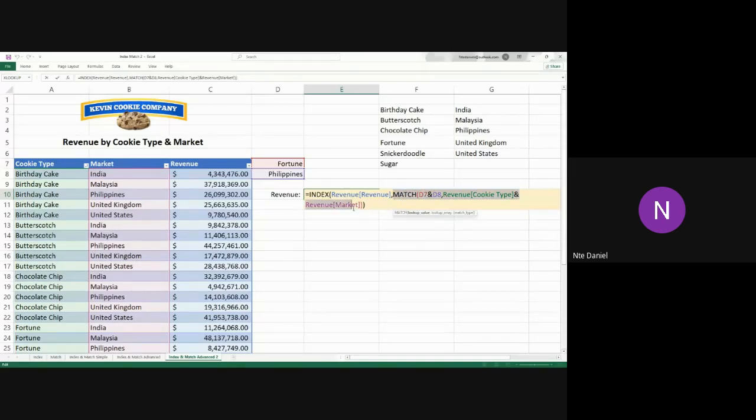I told you guys, look at the match function. The match function is from here to here. You go match, you match the first lookup value, which is Fortune, and the second lookup value, which is Philippines. So you want to concat them together, right? So you now say you want to look for the lookup value of Fortune in the cookie column, and Philippines in the market column. Once you do this, it's going to return the index of where these two figures overlap. Then we can now use our index to pull out that value by referencing the revenue column. Okay, sir. Any other question?